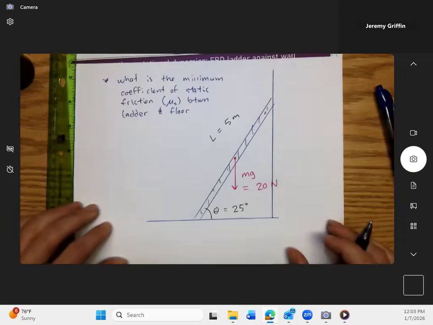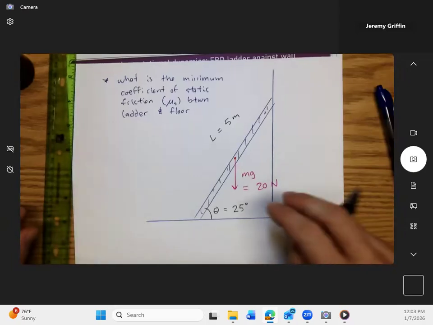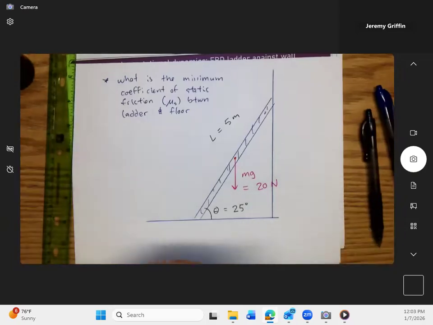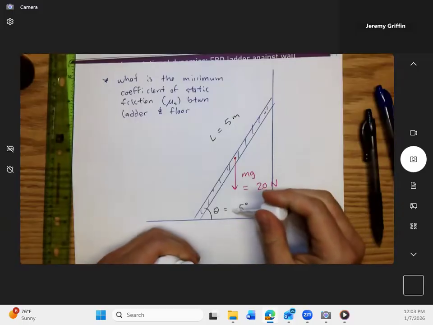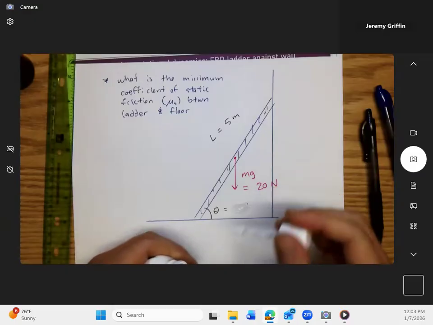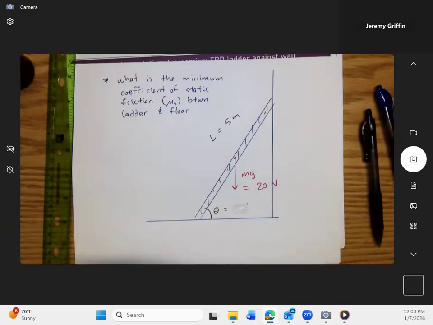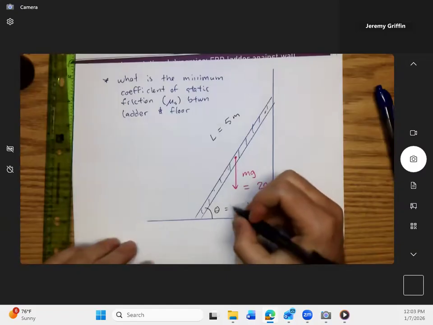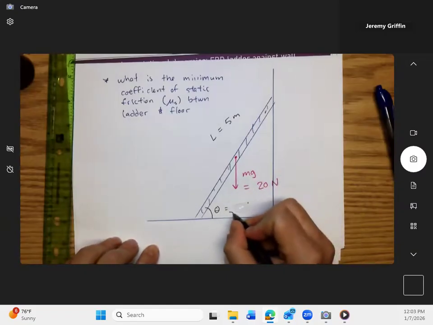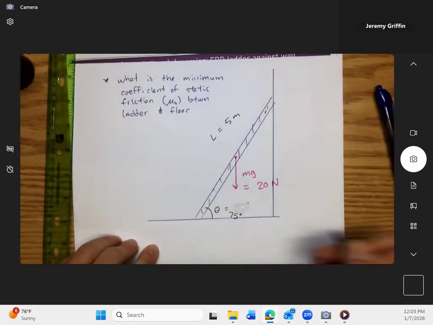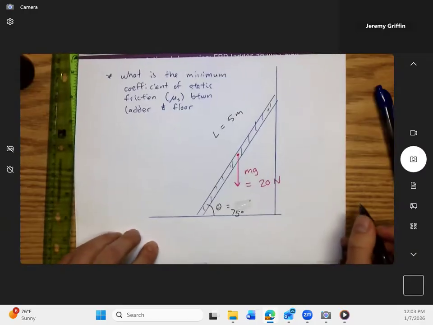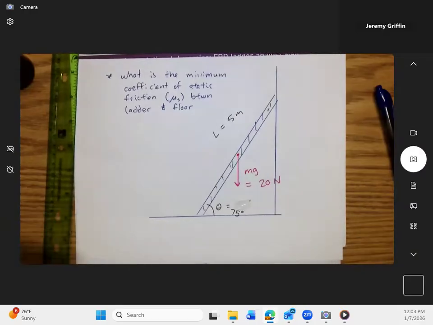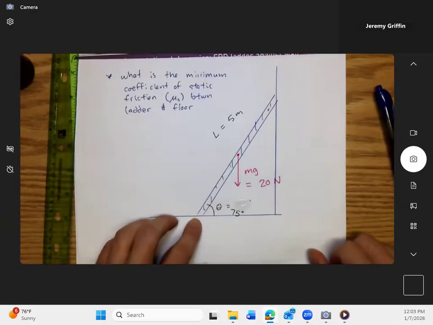Or that doesn't make sense. Hold on, let me get rid of that. That doesn't make any sense at all. Let's go 75 degrees. Let's go 75. Get rid of that. 75 degrees. There we go. That looks better. Okay. All right. So you guys are trying to find what's the coefficient of friction between the ladder and the floor.